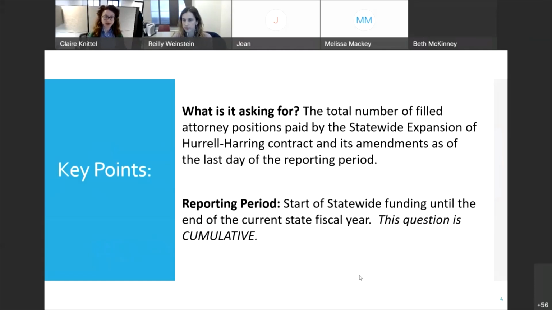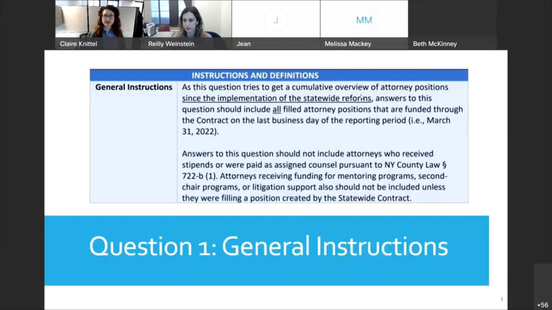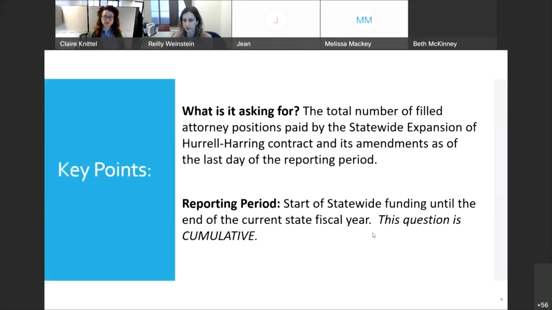And one key thing to keep in mind is your reporting period here is from the start of statewide funding until the end of the current state fiscal year, because this question, as it says here in the definitions, is a cumulative overview. And so when we say cumulative, we mean positions starting in year 1 and every amendment thereafter, from April 1st, 2018 up until March 31st, 2022.